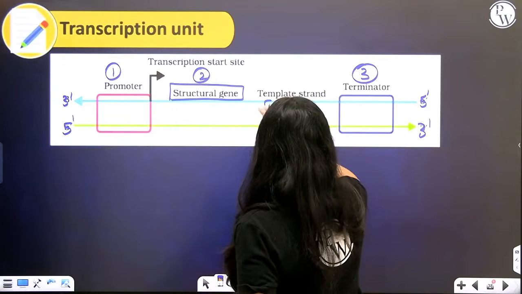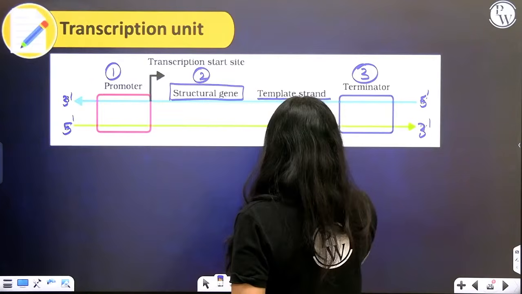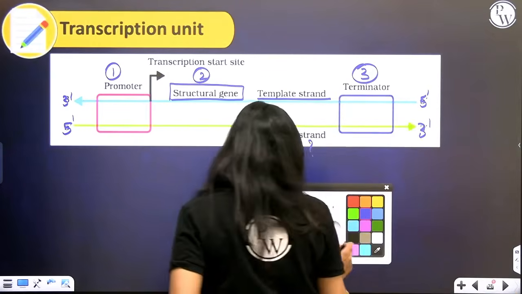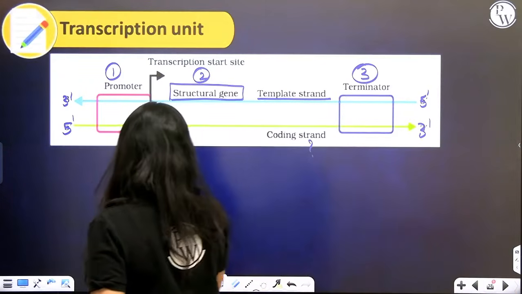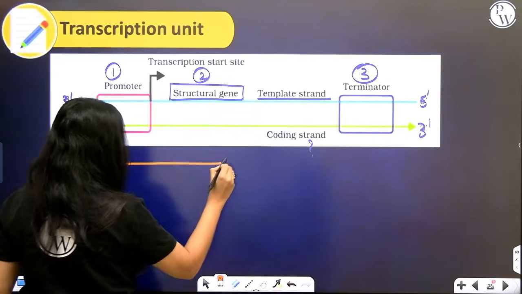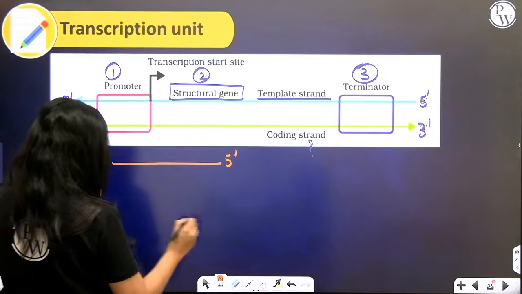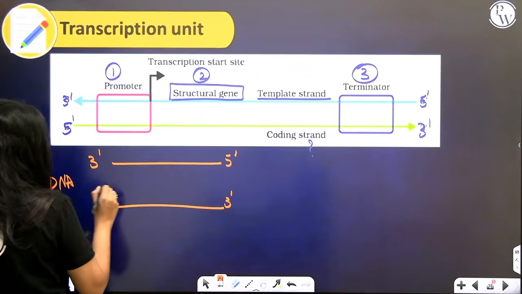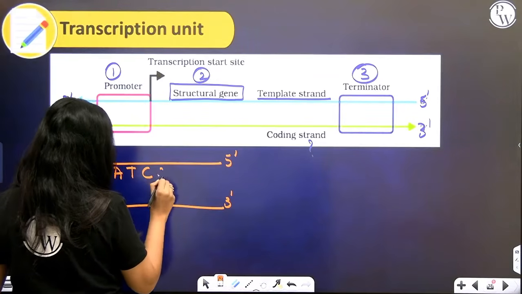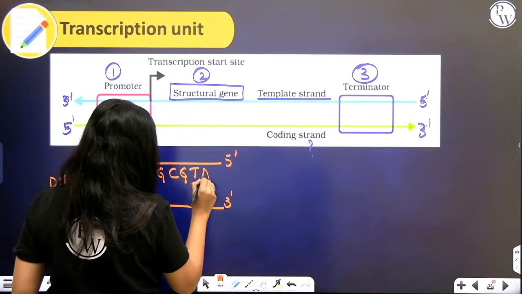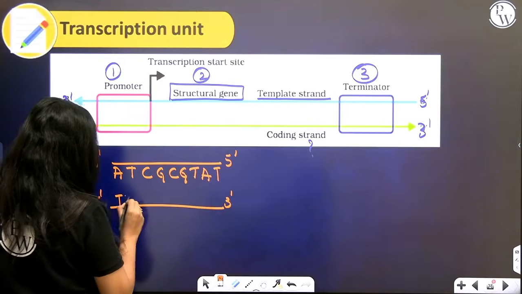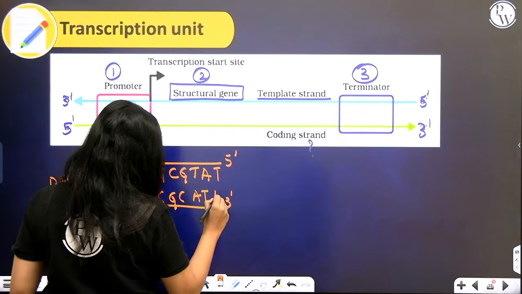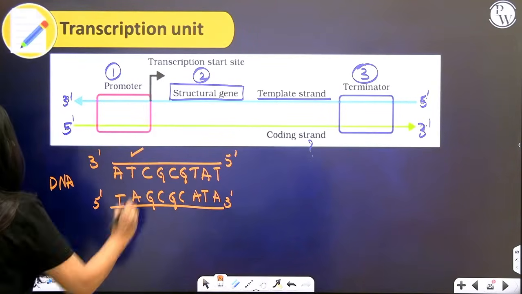You might be confused or surprised why this is called the coding strand even though it is not involved in transcription. Let's take a nucleotide sequence for example so that you can understand easily. So here we have 3', 5', 5', 3'. This is DNA. Whatever is in orange is DNA. We'll have the sequence A, T, C, G, C, G, T, A, T. Here you'll have T, A, G, C, G, C, A, T, A. This is acting as the template.